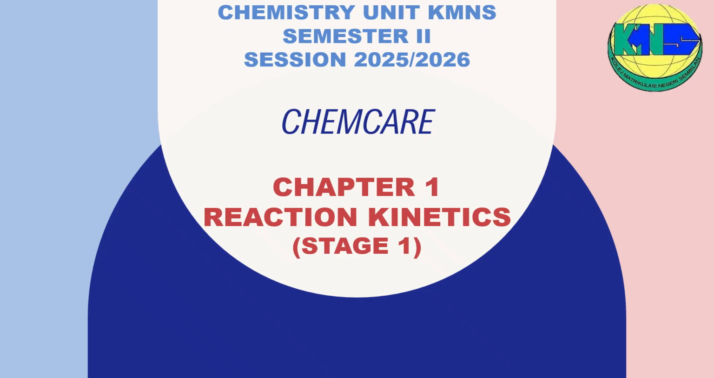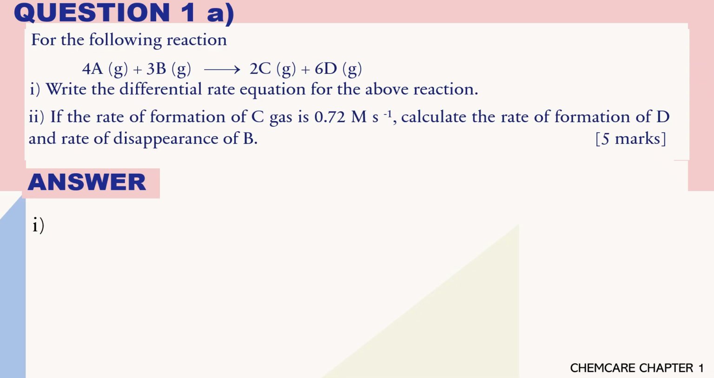Now we will go to chapter 1, reaction kinetics, stage 1. For question number 1a, for the following reaction, 4 mole of A react with 3 mole of B to produce 2 mole of C and 6 mole of D. Question A1, write the differential rate equation for the above reaction. A2, if the rate of formation of C gas is 0.72 M per second, calculate the rate of formation of D and rate of disappearance of B.